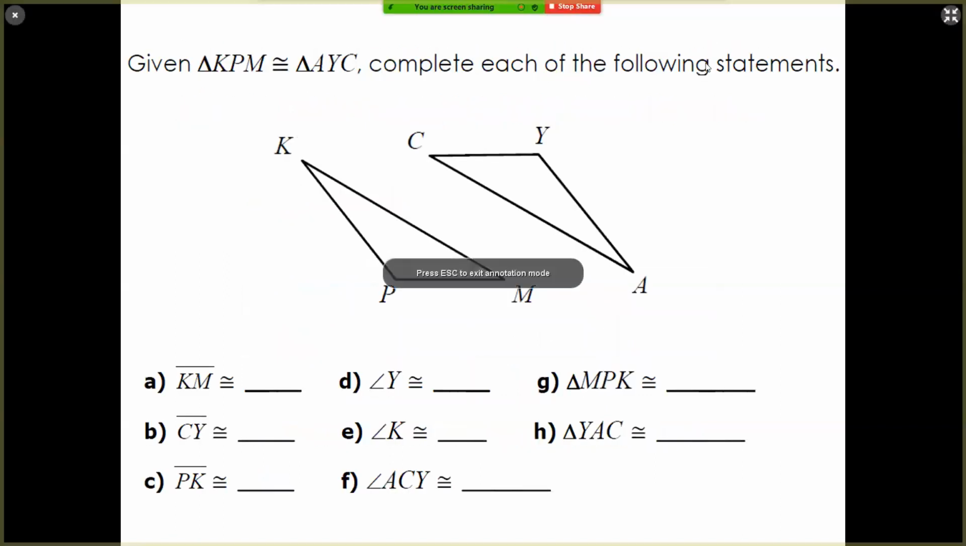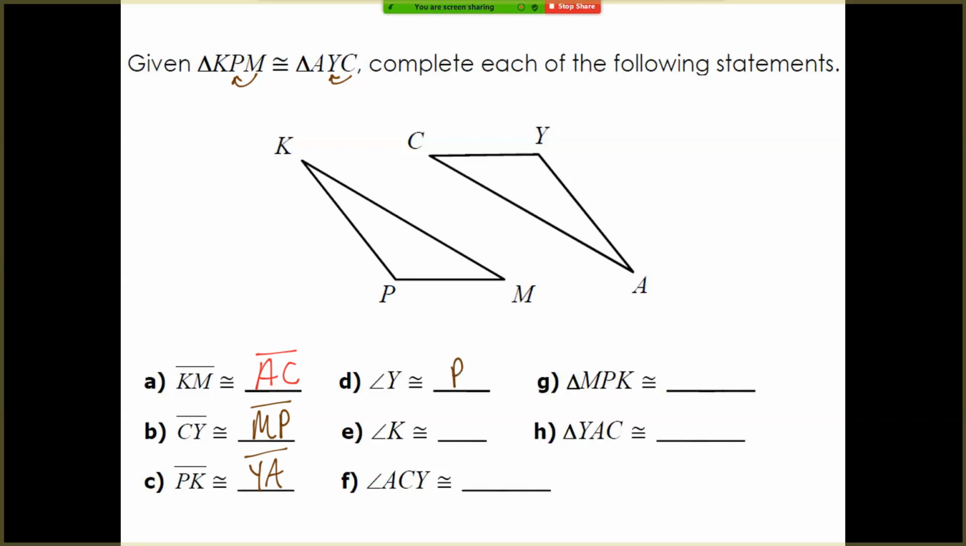Here we're given triangle KPM is congruent to triangle AYC, and then we want to complete the following statements. So KM, if I look, first letter, last letter, is AC. The second one, CY, this time we're at the second congruency statement. Again, I always tend to use these statements instead of the diagram. So CY is congruent to MP. PK is middle first, so I want YA, middle first.